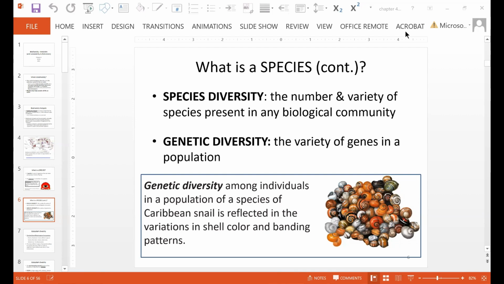Species diversity is the number and variety of species present in any biological community, and genetic diversity is the variety of genes in a population. Genetic diversity among individuals in a population of this particular Caribbean snail species is reflected in the different colors and the different banding patterns of their shells.